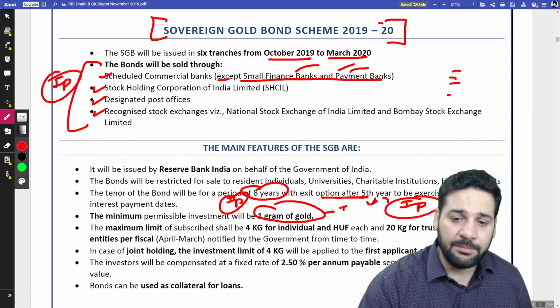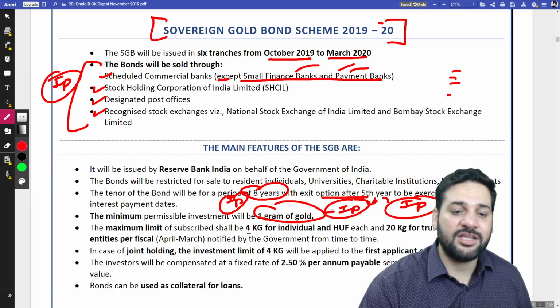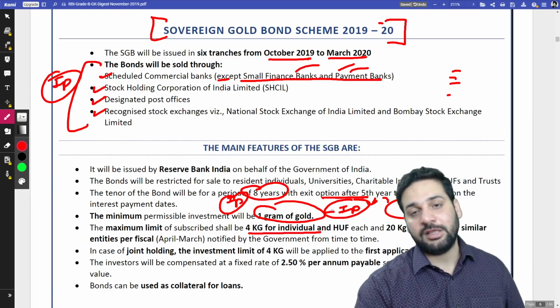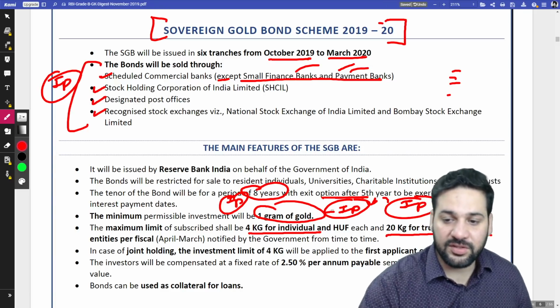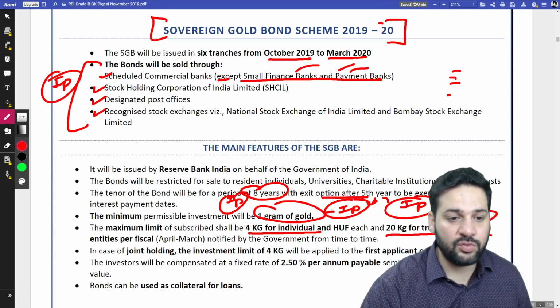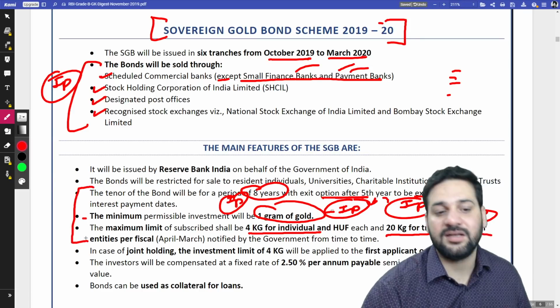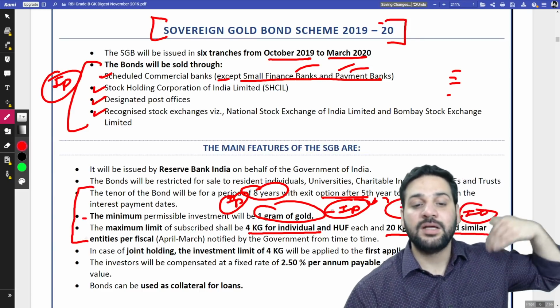This is also important. Minimum investment is 1 gram and the maximum investment is 4 kg for the individual and HUF and 20 kg for the trust and similar entities. Okay. So this is also really, really important. These 3 lines are really, really important: minimum limit, maximum limit, and the tenure.